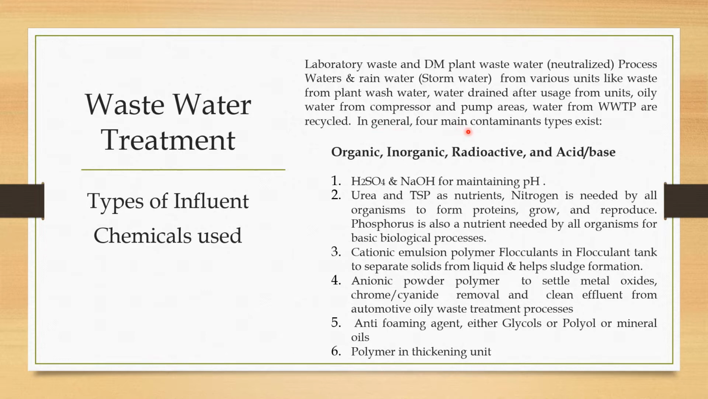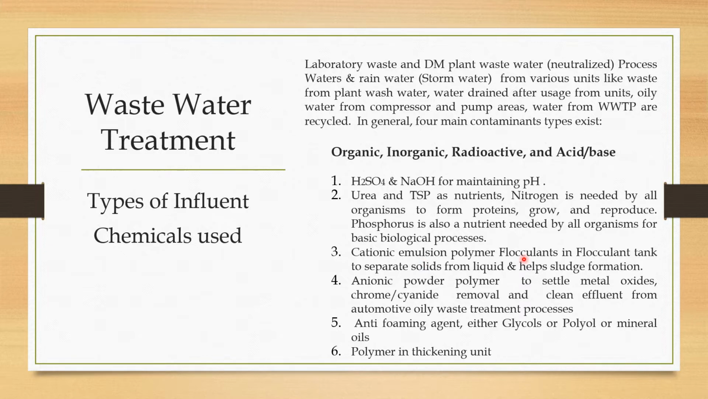And the general four contaminants are organic, inorganic, radioactive, and acid or base influent. The chemicals used are sulfuric acid and sodium hydroxide for maintaining the pH, then urea and TSP as nutrients. Nitrogen is needed by all organisms to form proteins to grow and reproduce. Phosphorus is also a nutrient needed by all organisms for basic biological processes.